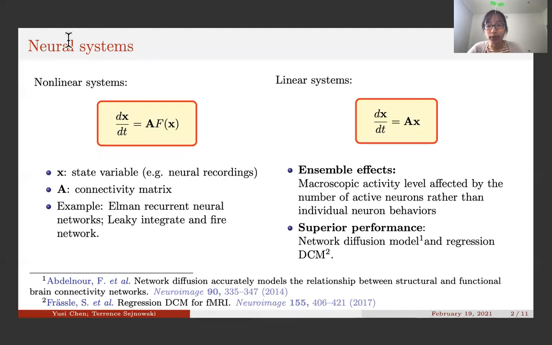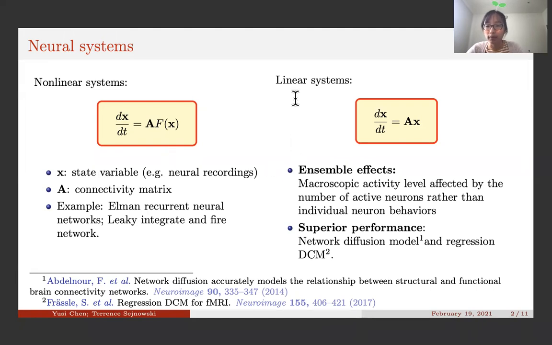First of all, neural systems we encounter could be treated as either nonlinear or linear. To be more specific, most nonlinear systems can be described by this differential equation on the left, where x is the state variable, usually some sort of neural recording, and A is the connectivity matrix of interest. The nonlinear function f(x) here is an arbitrary function that depends on the specific system.